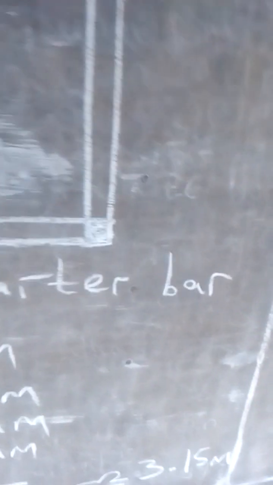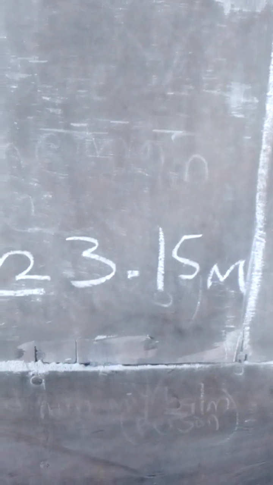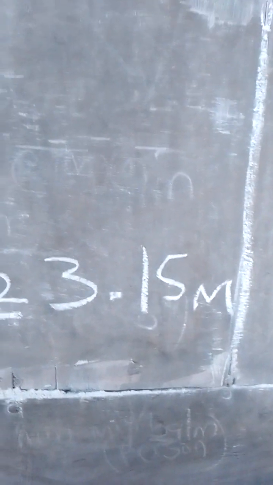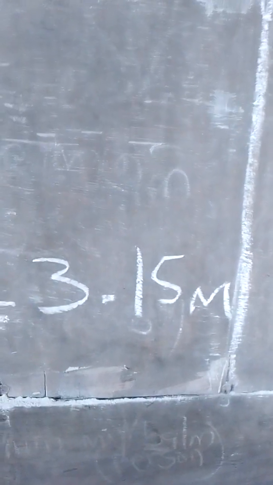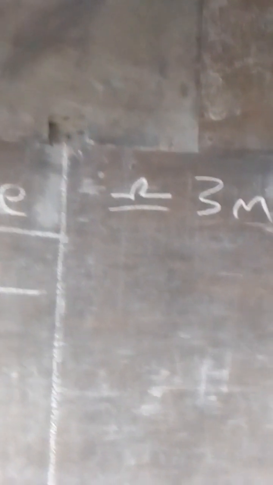You know fully well that the length of a rod is always 12 meter. If we cut 3.15, we will have a lot of off-cut as waste. In practice, we approximate this to 3 meter. That is what we got, 3 meter for each length of the starter bar.